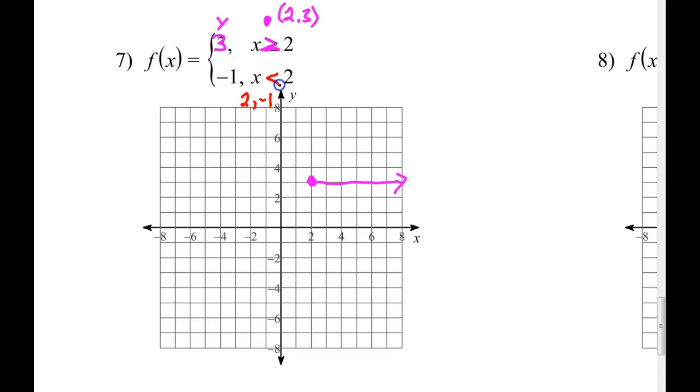And it's going to go to the left and it's going to be an open circle. So I can go to 2, -1, open circle, and then that goes to the left.